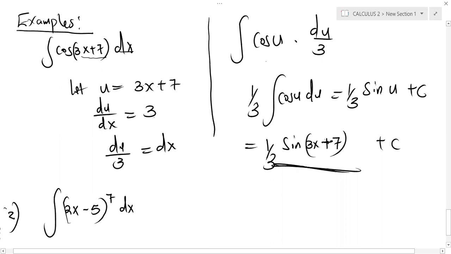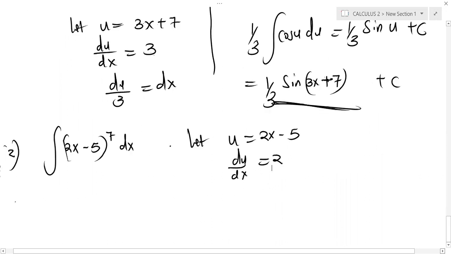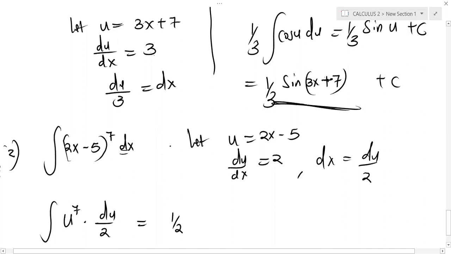So let u be equal to what is inside here. So let u be equal to 2x minus 5. Then what is our du dx? Differentiating this, we get 2. So we are going to rewrite this equation, all of it in terms of u now. So this will be the integral of u raised to power 7. What is dx? Dx is the same as du over 2. So this is du over 2, and this is a half u raised to power 7.